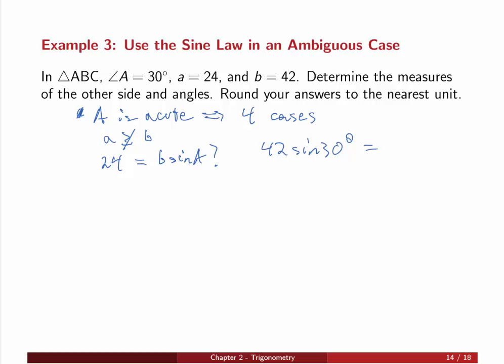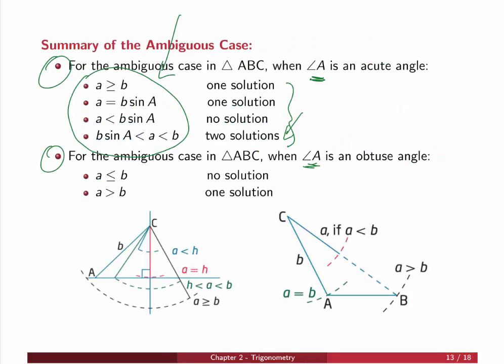What's sine of 30 degrees? We should know that one. That comes out to be a half times 42, which is 21. Is 24 equal to 21? No. And so on and so forth. This question will have two solutions. You can check this next one on your own. You're going to realize that's not the case.